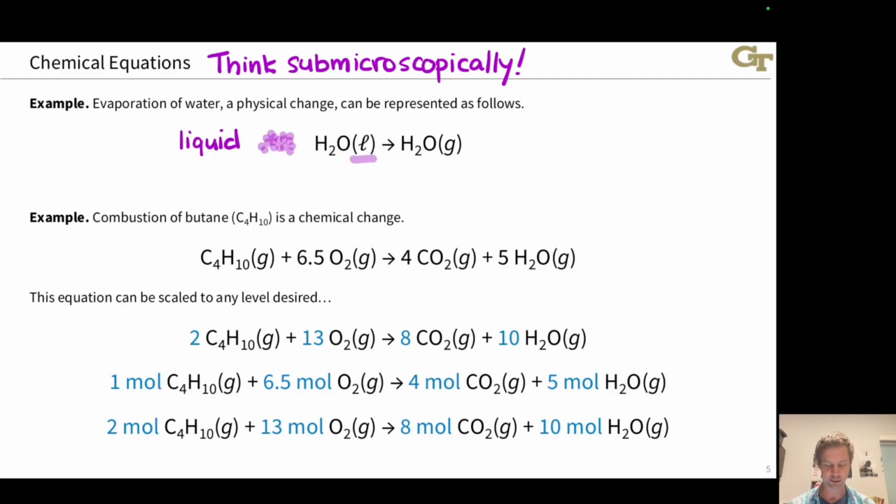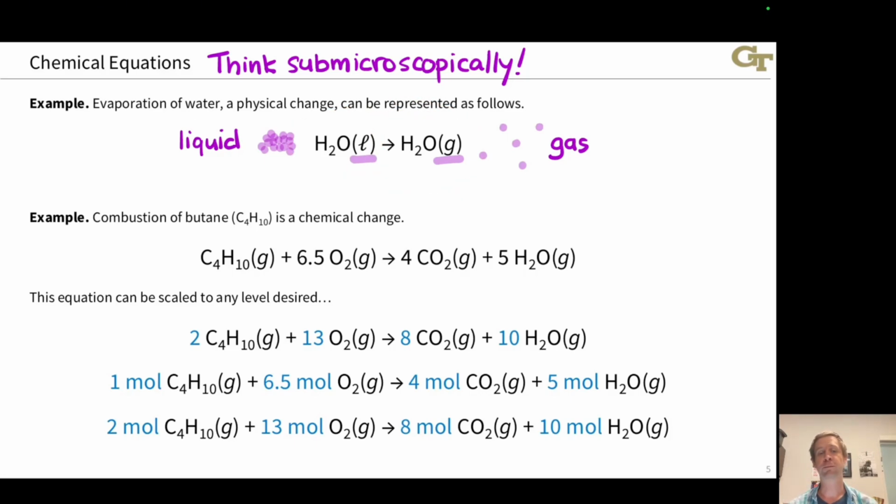So the liquid phase, for example, looks like a bunch of molecules relatively close together, but kind of randomly oriented, flowing over one another, right? And on the right, we have H2O in the gaseous state, and now the molecules are much farther apart from one another, moving much faster, etc. This is evaporation, and it's a physical change. Notice there's been no change in the chemical formula. H2O to H2O, that's a physical change.